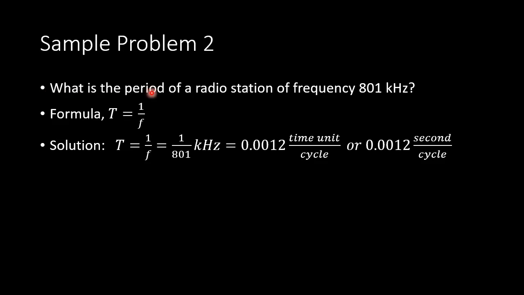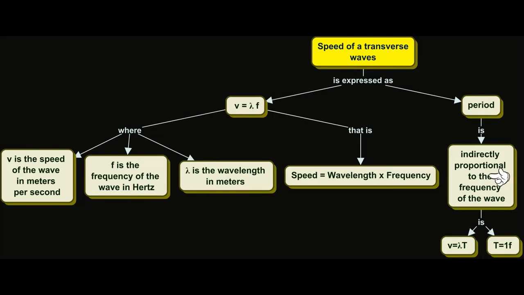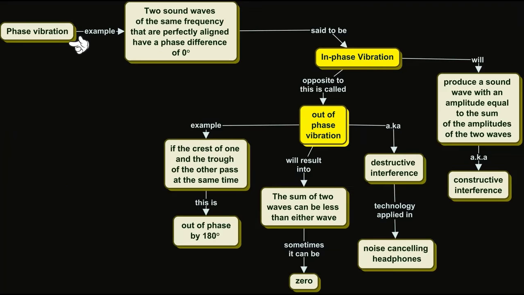What is the period of a radio station of frequency 801 kHz? That means 801 times 1000 oscillations every second. The formula for period is the opposite of the frequency, so period is equal to 1 over 801 kHz. And the answer is 0.0012, that is, 0.0012 second per cycle. So again, period is inversely proportional to the frequency of the wave. In other words, period is just the opposite of the frequency. By the way, we can also relate period with velocity. Now let's move on to phase vibration.